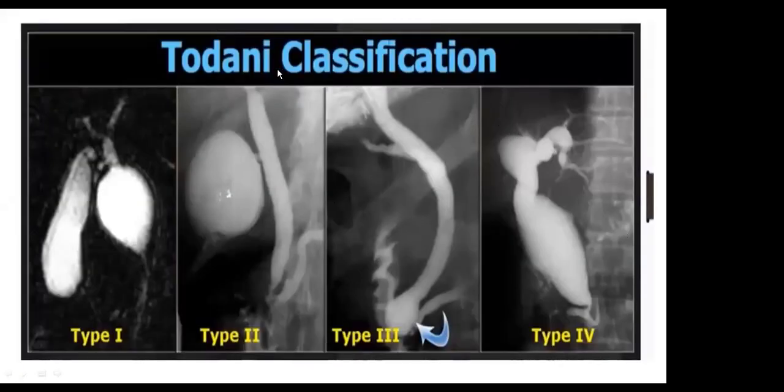So this is an image showing the Todani classification. This is type 1, which is a fusiform dilatation involving the extrahepatic CBD. This is a diverticulum of the CBD in the supraduodenal portion, which is type 2 of the Todani classification of choledochal cyst. And here we have the choledochocele, which is type 3, by MRCP and cholangiography. And this is type 4, which is intra and extrahepatic bile duct dilatation.